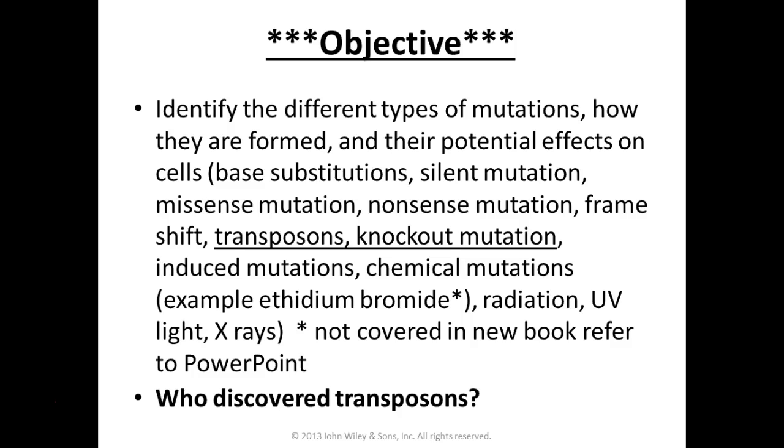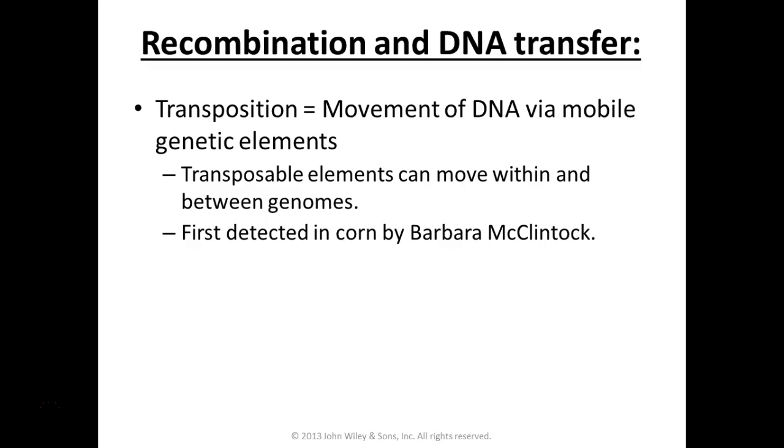So what we have left on mutations was in this chapter. We have talked about all the rest, right? But we hadn't talked about transposable elements or transposons and knockout mutations. Those are discussed in this chapter, chapter 9. And transposons were discovered by a scientist, actually a female scientist. Anyone know who? Barbara McClintock. And she noticed this natural phenomenon that happens in corn.